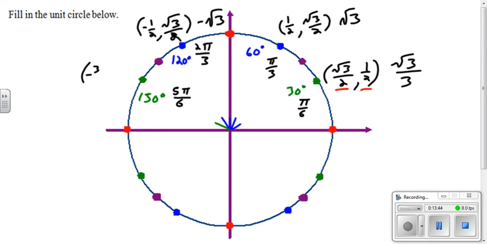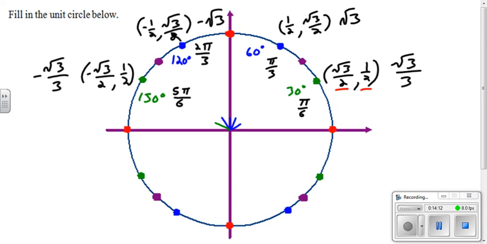The x coordinate on this point is going to be a negative, so we do a negative √3/2. The y is still positive because it's still up from the axis, so we do a 1/2, in which case the tangent is going to be back to the √3/3, but just in the negative direction. So now we've got all the positive ones.